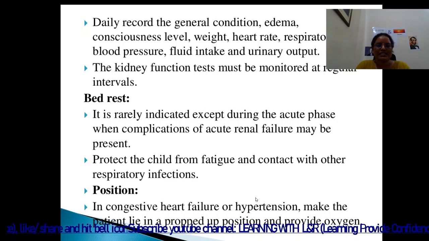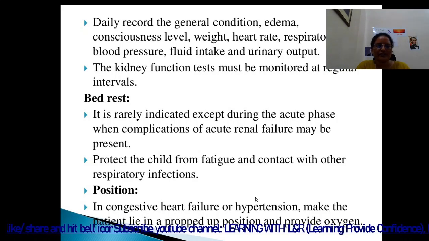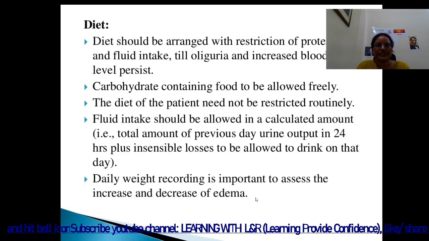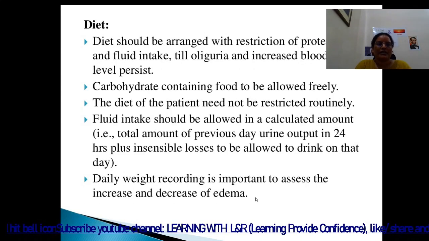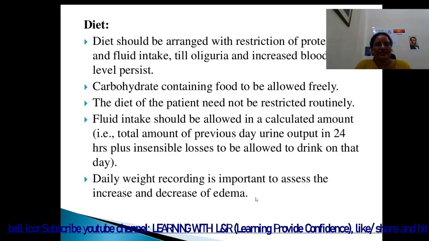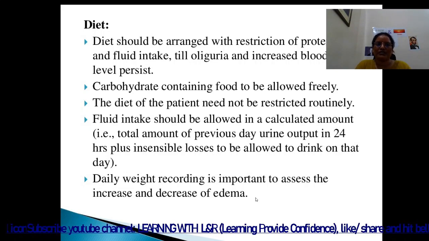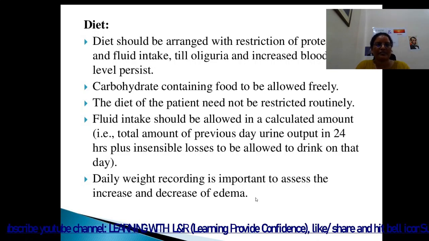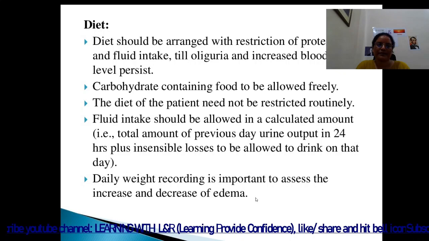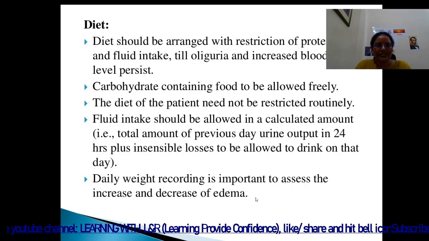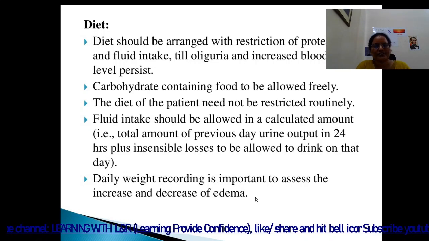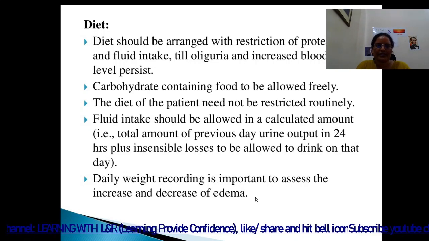Position. In congestive heart failure or hypertension, make the patient lie in a propped up position and provide oxygen to the patient. Diet. Diet should be arranged with restriction of protein, salt, and fluid intake till oliguria and increased blood urea level persist. Carbohydrate containing food to be allowed freely. The diet of the patient need not be restricted routinely.